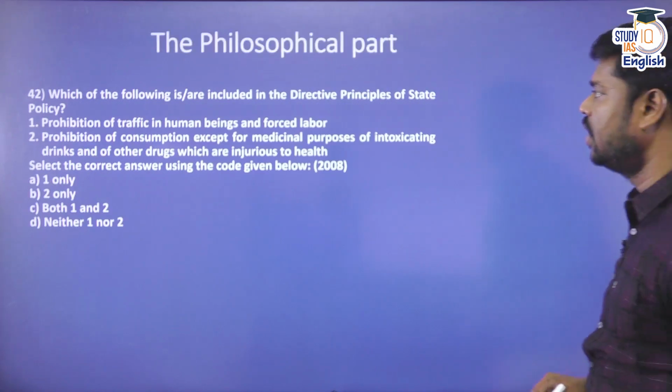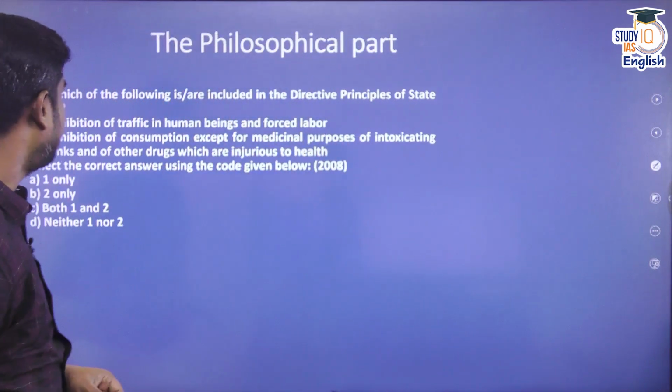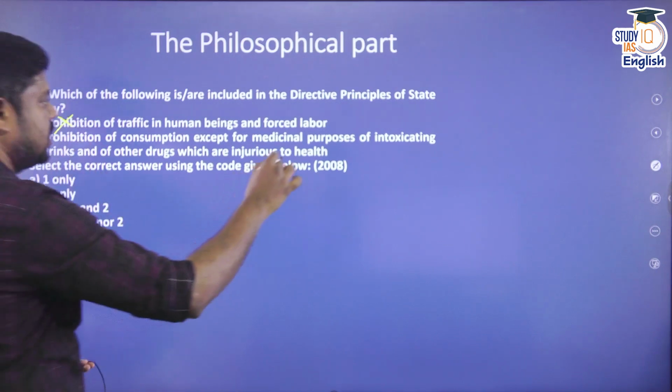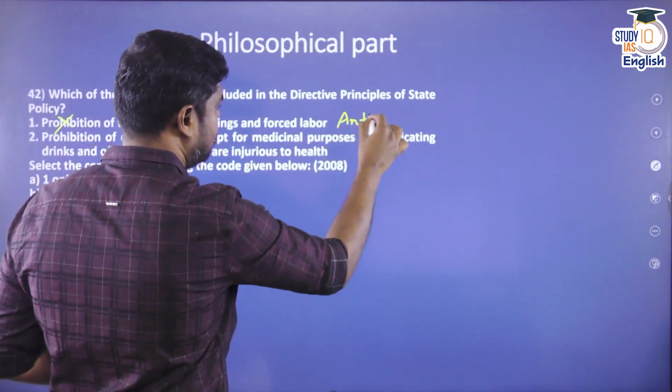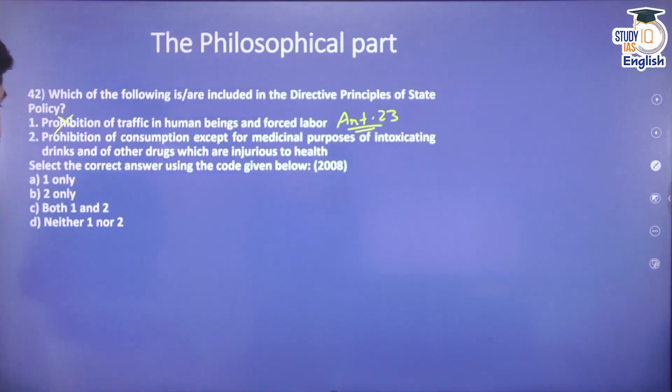Next question. Which of the following is or included in the directive principles of state policy? The question is again about the directive principles of state policy. Prohibition of traffic in human beings and forced labor. No, this is related to the fundamental right. This is there in Article 23 of the Constitution. So, you should know what is a fundamental right and what is a fundamental duty.